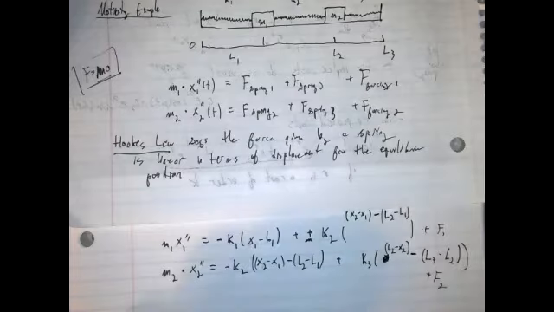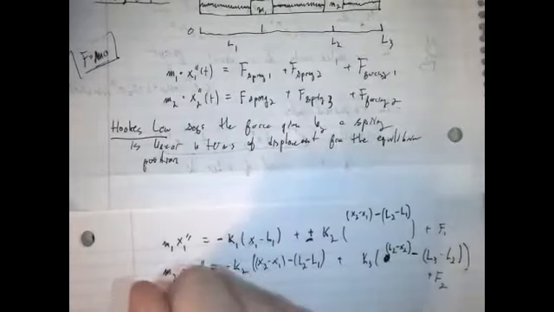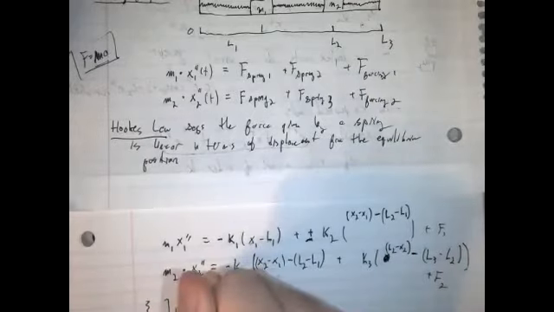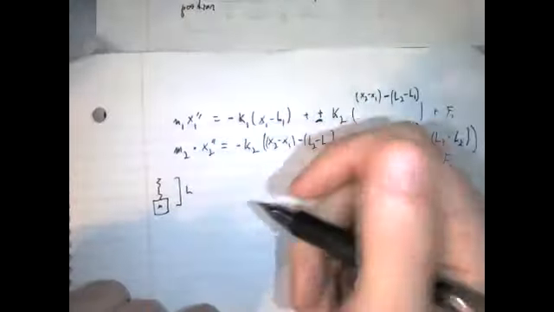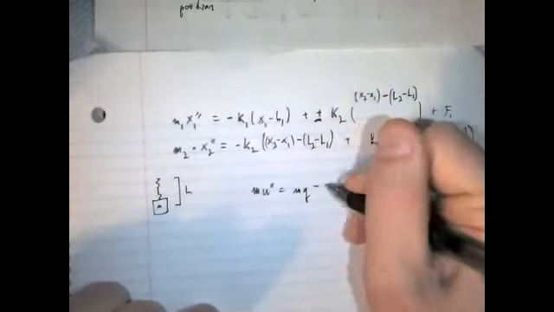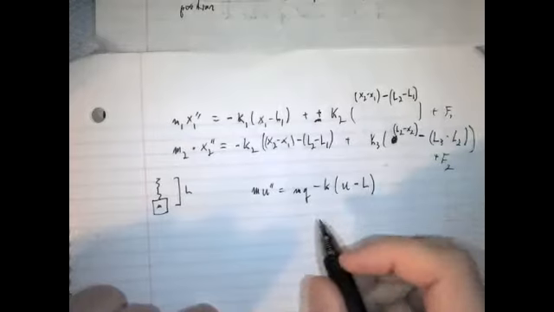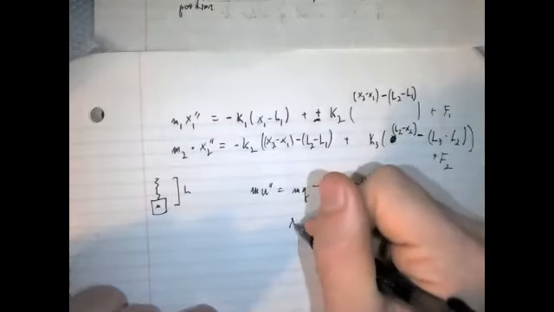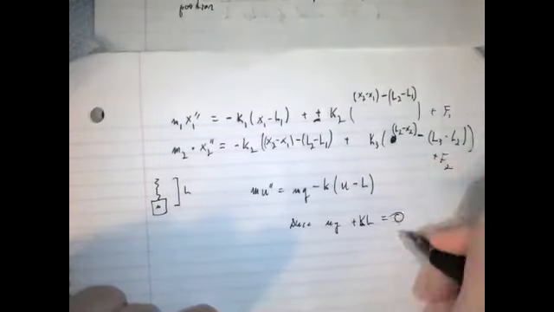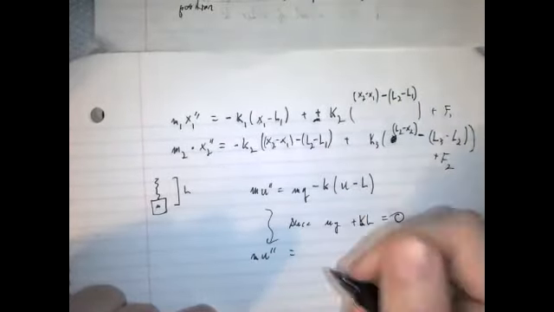And of course, this is something that you can simplify. Remember that when I did the mass spring system that looked like this, when I had my mass on a spring, I said at this length L, we have equilibrium. And then I wrote something like mu double prime is equal to mg minus k times u minus L, but then some things simplified, and since mg plus kL is equal to 0, what we get out of that is a differential equation, mu double prime is equal to negative ku.